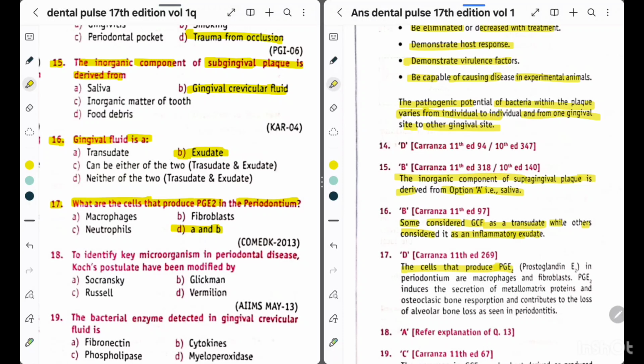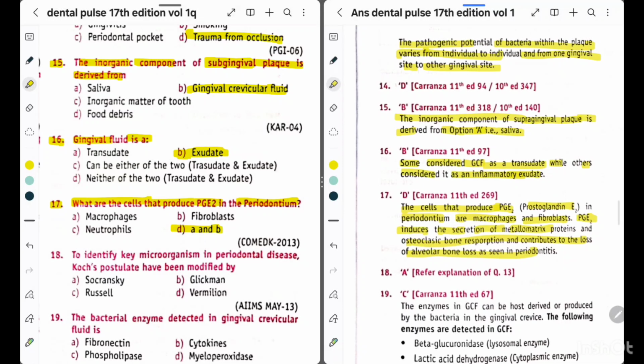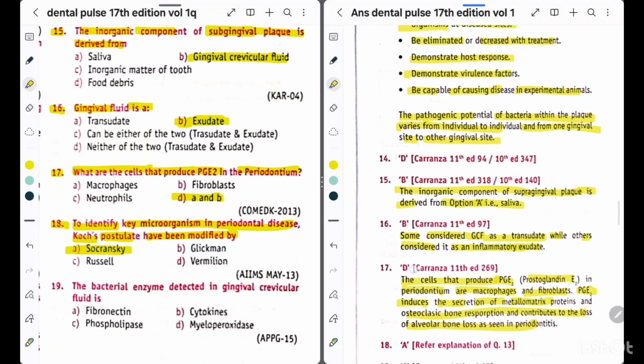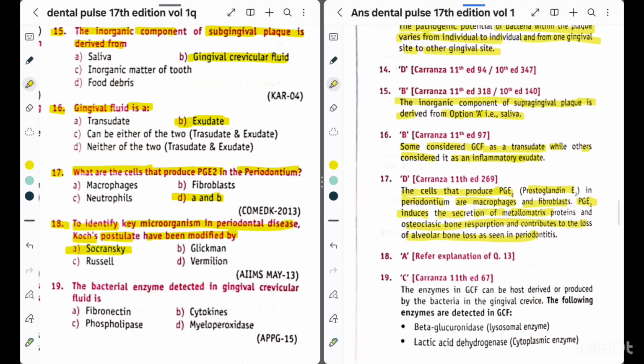The cells that produce PGE2 in the periodontium are macrophages and fibroblasts. PGE2 induces the secretion of matrix metalloproteinases and osteoclastic bone resorption and contributes to the loss of alveolar bone as seen in periodontitis. Okay. Now question 18. To identify key microorganisms in periodontal disease, Koch's postulates have been modified by. So its answer is Socransky. We have studied about it in explanation 13 also. So answer is Socransky.